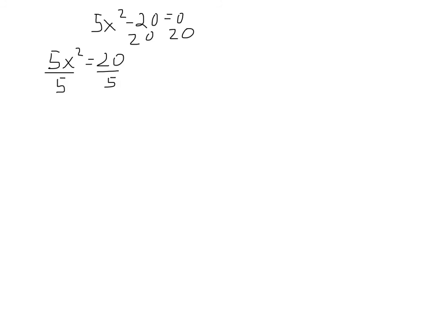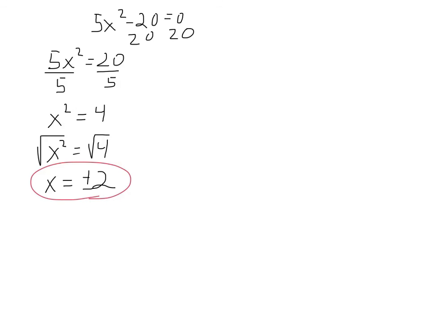One last example. Let's say I have 5x squared minus 20 equals 0. I'm going to start by adding 20 to both sides. So I get 5x squared equals 20. Then I divide both sides by 5. Again, I'm trying to isolate my x. I take the square root. So here are my x-intercepts.